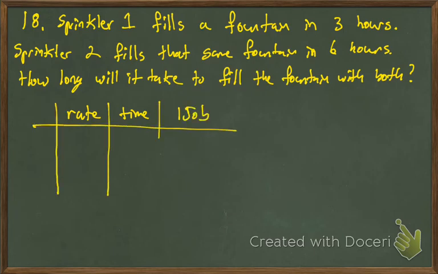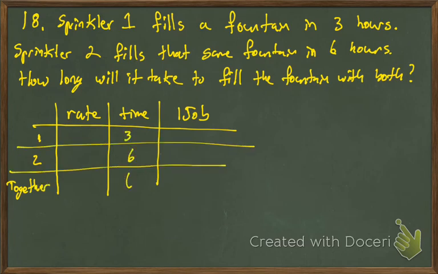So we set up a table probably pretty similar to this in class. So 1 and 2 for sprinkler 1, sprinkler 2, and then working together. So what we do know is their time, 3 and 6. Now, if I add 3 and 6, that's going to be 9 hours, and I don't want to say that the two sprinklers working together takes 9 hours, because they should be working together, which should be less than 3 hours realistically. So we'll just call it t or x or whatever.